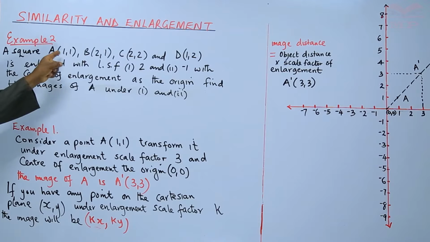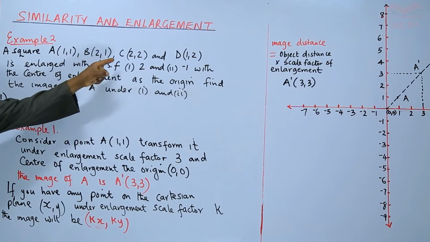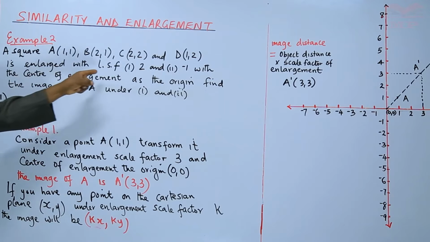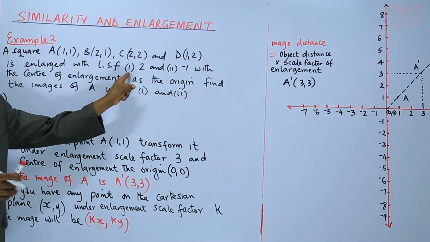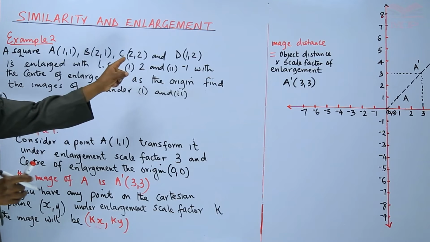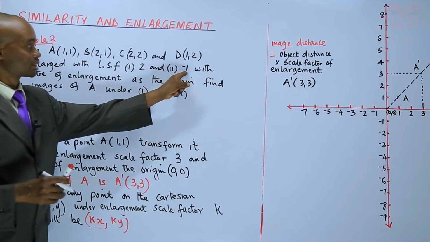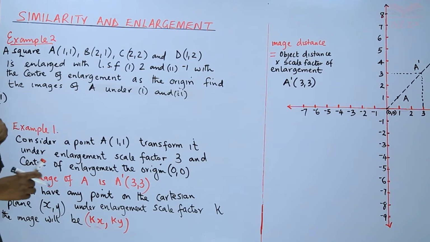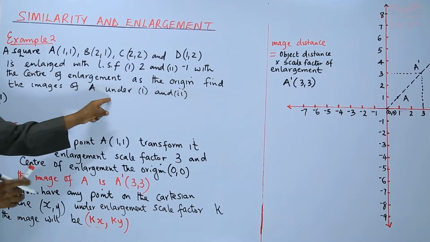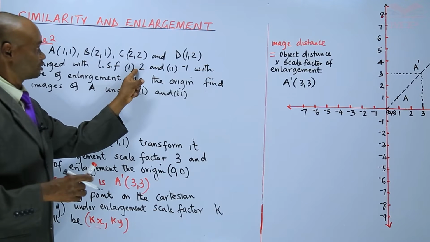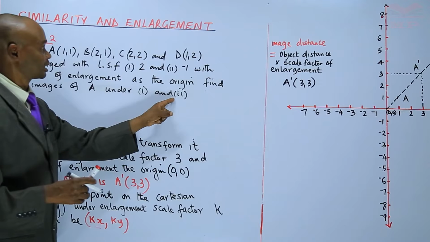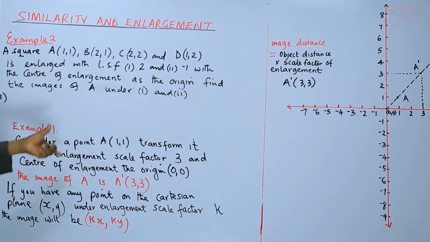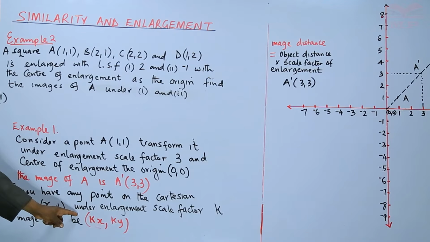A square A(1,1), B(2,1), C(2,2), and D(1,2) is enlarged with linear scale factor 1. The scale factor is 2, and 2, the scale factor is -1, with the center of enlargement as the origin. Find the images of A under the first enlargement where we have 2, and the second enlargement where we have -1.